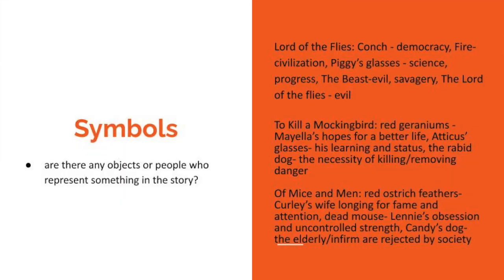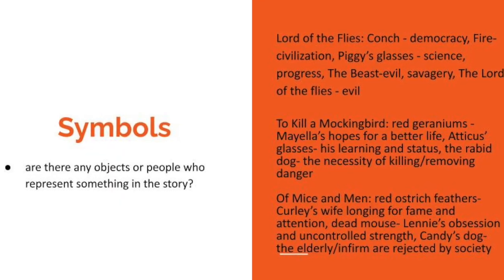This is where you need to ask yourself, are there any objects or people in the story who represent something bigger? And so I've got a couple of examples from 3 different novels. In Lord of the Flies, you've got the conch, which symbolises democracy, fire representing civilization, Piggy's glasses could represent science and progress, and you've got the beast, which is an emblem of evil in human nature, in all of us.